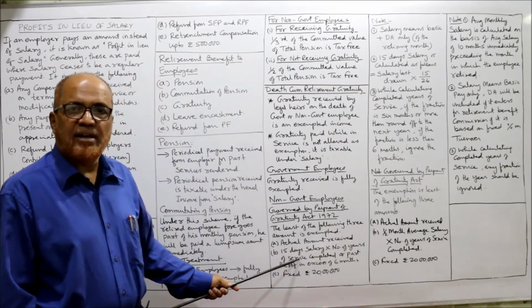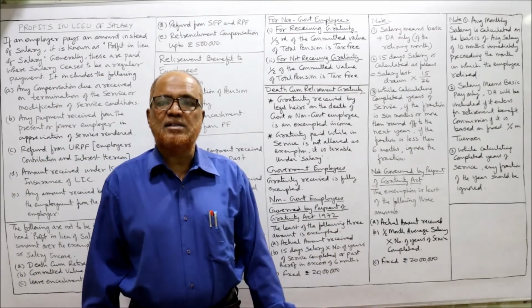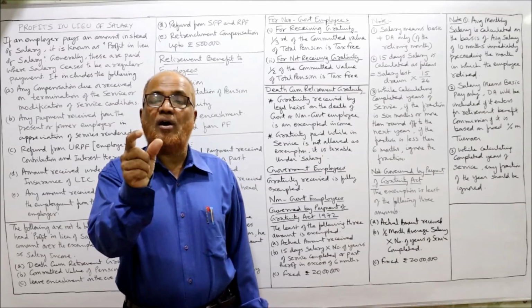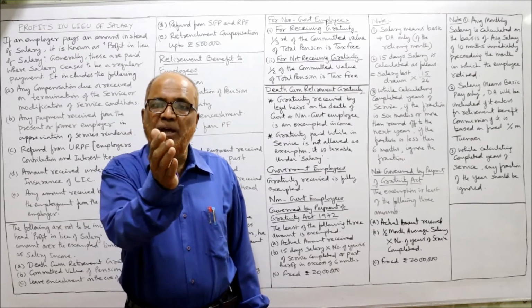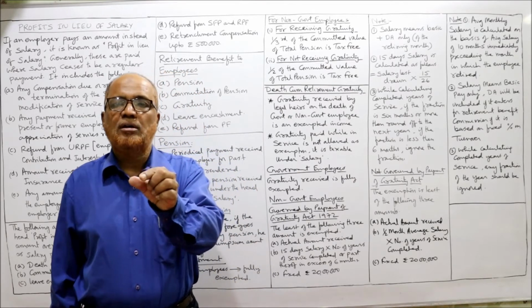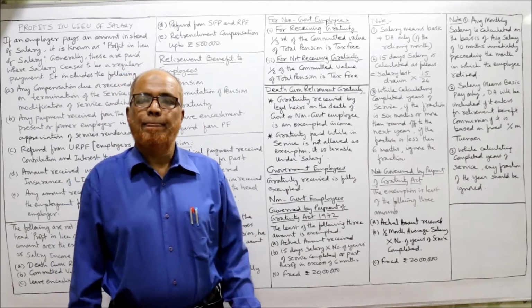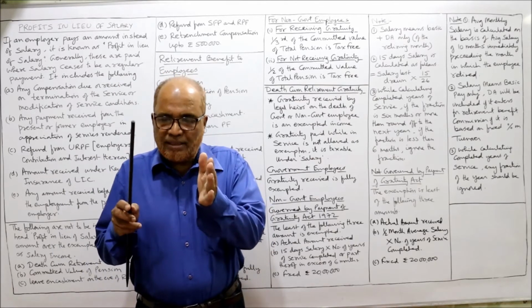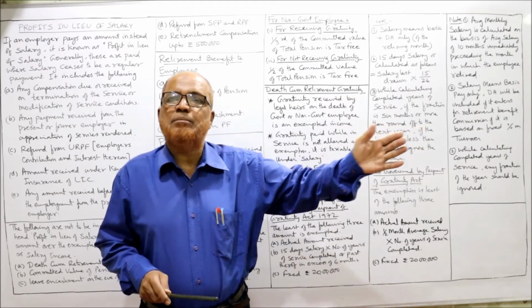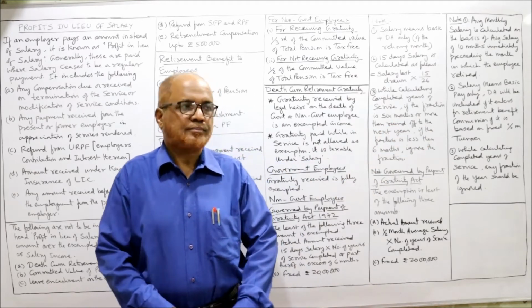Here we don't require average salary. Here we require average salary. So how do we find out the average salary? It is the average salary of the 10 months immediately preceding the month in which the employee retired. So we calculate the average of the 10 months before the month of retirement.